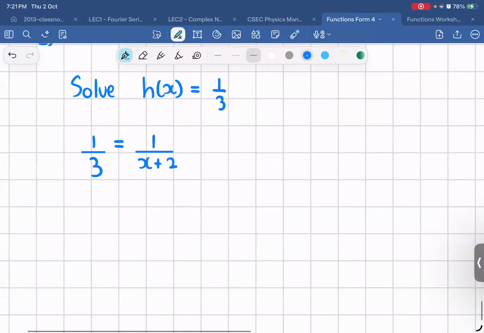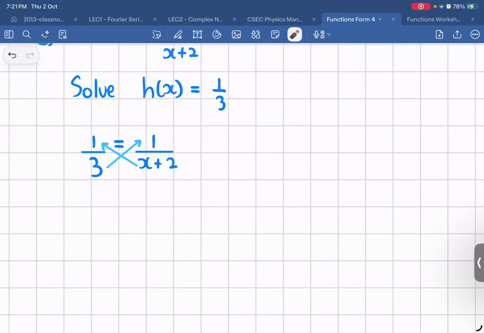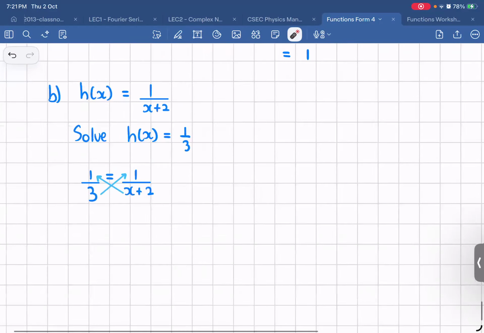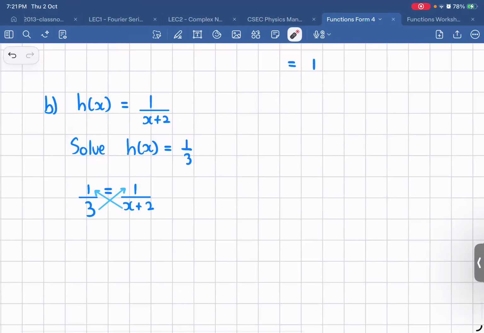Okay, do we like working with fractions? No, not really. Them fractions ugly, ain't? Yeah. So we have to cross multiply. It doesn't matter which diagonal we want to multiply first. The 3 by 1. Okay, where's 3 by 1? 3. All right. And where's 1 by x plus 2?